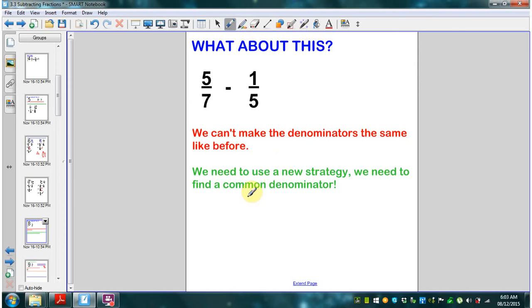Okay, so no need to write this down. What about this? 5 over 7 minus 1 over 5. We can't make the denominators the same like before. We can't just multiply 5 by something to make it 7. So we need to use a new strategy. We need to find the common denominator. We've done this with adding, but it's a bit of a long problem. We have to use multiples to find our least common denominator, or least common multiple.